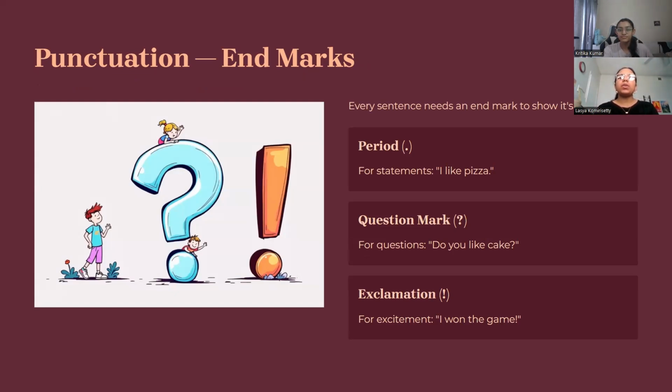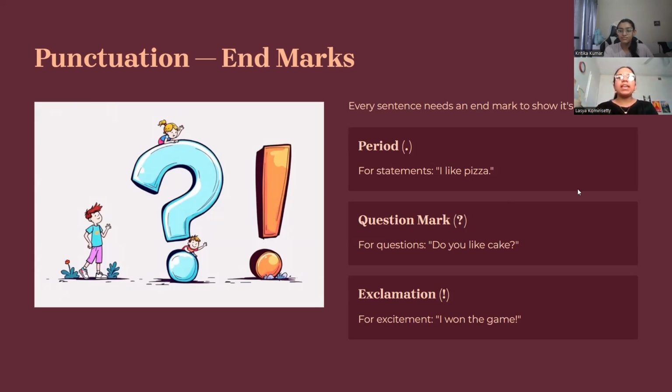And then we have a question mark. So these we use for questioning. So do you like cake? Or do you like that pink shirt? That kind of thing. So you're questioning someone. That's when you use a question mark. And that's how it looks. Maybe it's like an S that's kind of cut in half, and then there's a dot underneath.